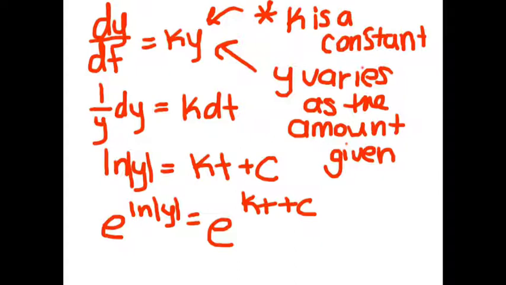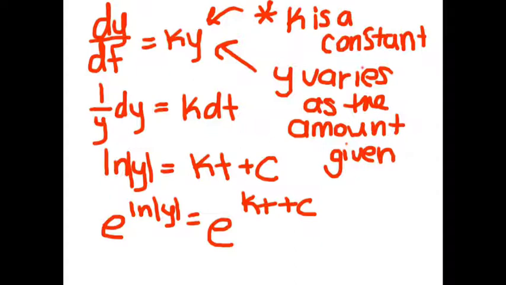The derivative of y with respect to t is equal to a constant times y, where y varies as the amount given and k is a constant. Now you separate the variables, putting y on one side and everything else on the other, because for this equation you want to solve for y.